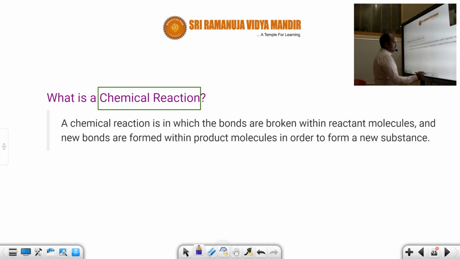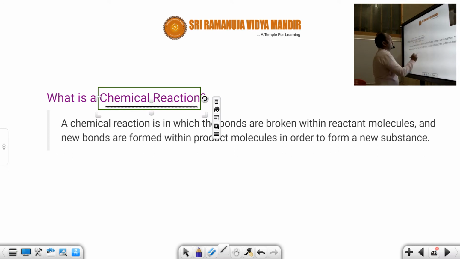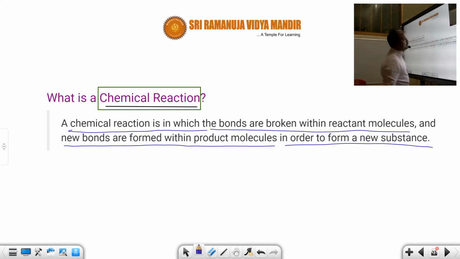After that, we have to discuss another important concept, the chemical reaction. What is a chemical reaction? A chemical reaction is one in which the bonds are broken within reactant molecules and new bonds are formed within the product molecules in order to form a new substance. That means the old bonds are broken and new bonds are made simultaneously. For suppose A2 is a molecule and B2 is a molecule, what will happen? 2AB will be formed.